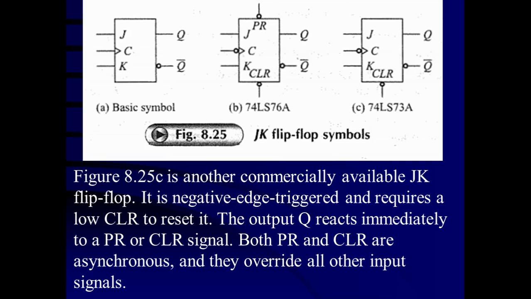There are certain other ICs also available in the market. The 74LS73A has a negative edge triggered JK flip-flop, but it also has a clear input, active low. Figure 8.25C is another commercially available JK flip-flop. It is negative edge triggered and requires a low clear to reset it. The output Q reacts immediately to the preset and clear signals. Both preset and clear are asynchronous and they override all other input signals.